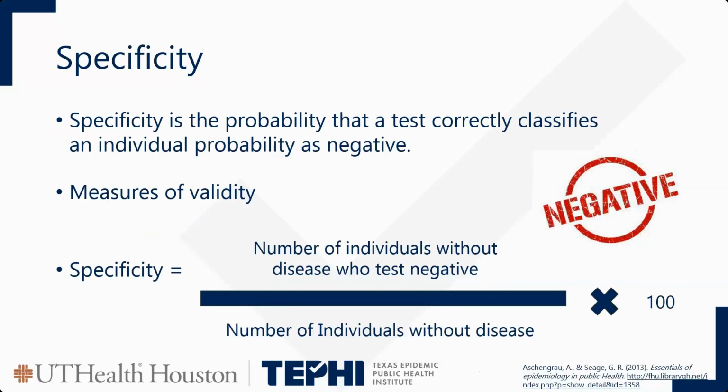Specificity is the probability that the test correctly classifies an individual as negative. It is also a measure of validity along with sensitivity, and this can show how valid a laboratory diagnostic test is. It's calculated by taking the number of individuals without the disease who tested negative and dividing it by the number of individuals without the disease multiplied by 100.